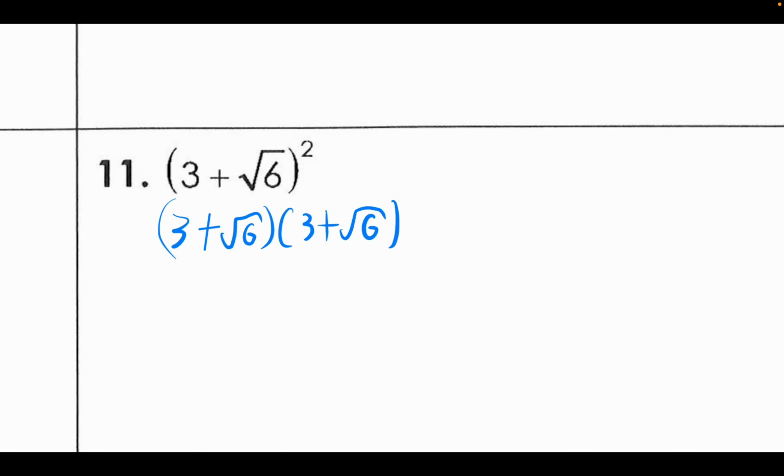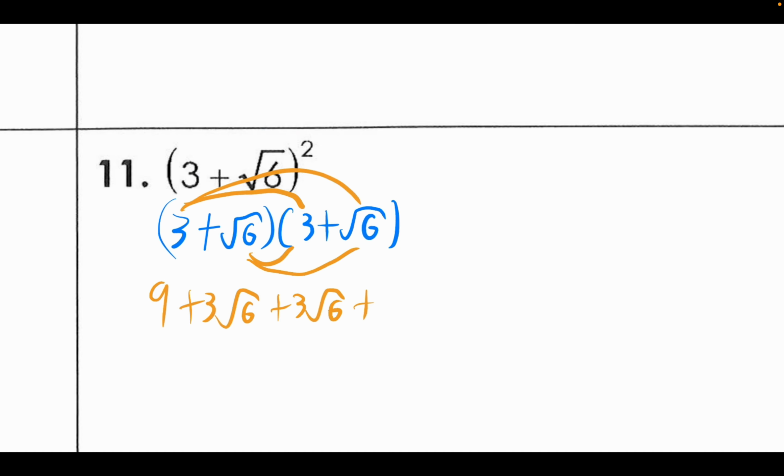And then now we do the same thing we did on the last 2 problems. 3 times 3 is 9. 3 times square root of 6 is 3 square root 6. Square root 6 times 3 is again 3 square root 6. And square root 6 times square root 6 is 6. 9 plus 6 is 15. And 3 square root 6 plus 3 square root 6 is 6 square root 6. And we're done, because you can't combine those. And you can't simplify the square root of 6.